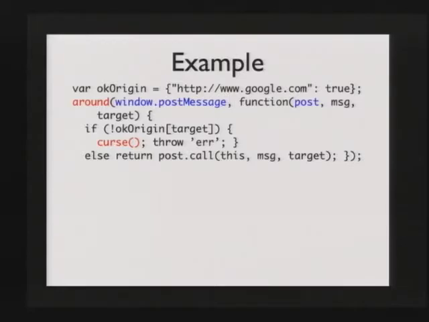And I've got an example here. So the first line shows a whitelist. For example, everything that comes from Google is supposed to be trusted.